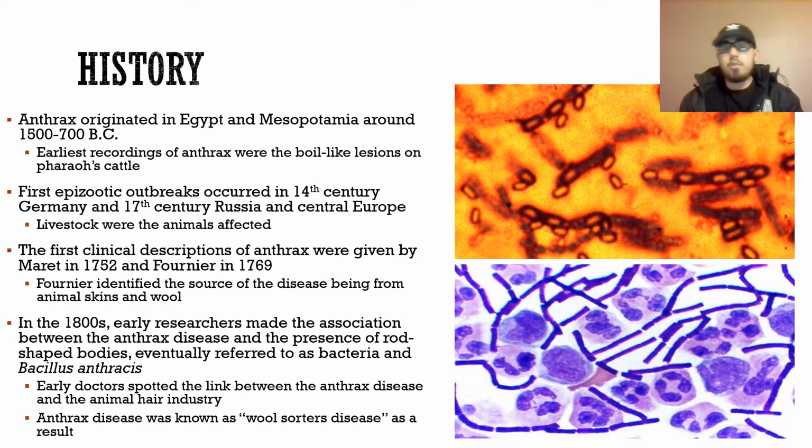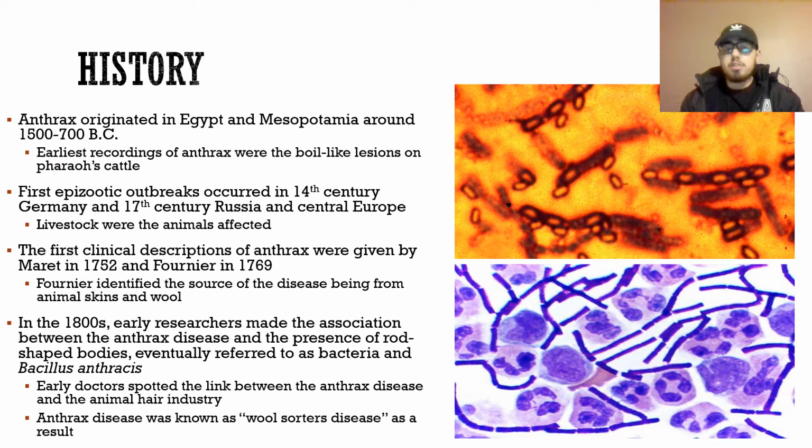Starting with history, anthrax originated in Egypt and Mesopotamia around 1500 to 700 BC. The earliest recordings of anthrax were the boil-like lesions on Pharaoh's cattle. The first episodic outbreaks occurred in 14th century Germany and 17th century Russia and Central Europe. Livestock were the animals affected. However, it could affect humans, but it was not recorded during those times.